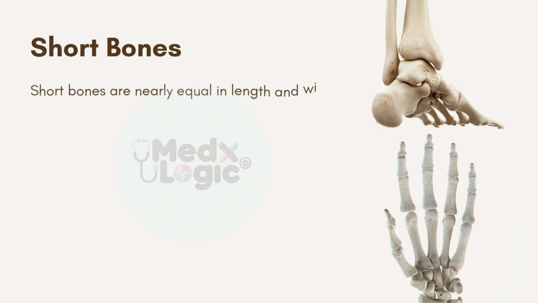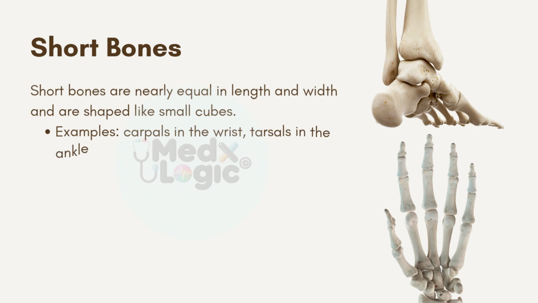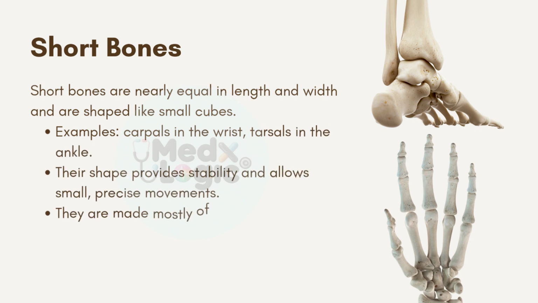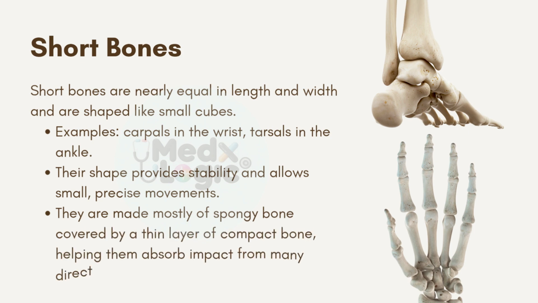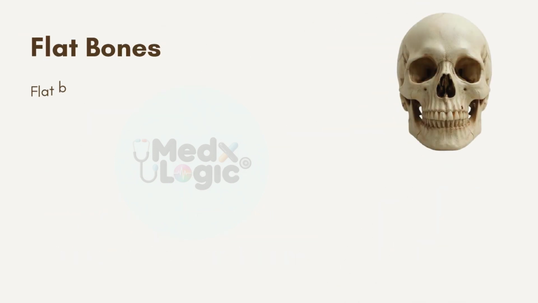Short bones are almost equal in length and width, making them look like small cubes. Examples include the carpals of the wrist and tarsals of the ankle. They provide stability and allow small, precise movements. They are mainly made of spongy bone covered by a thin layer of compact bone.